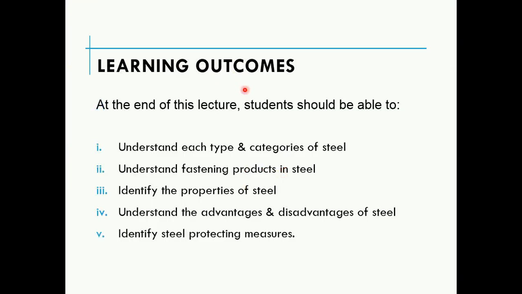Okay, let's look into the learning outcome. At the end, you should be able to understand each type and category of steel, understand the fastening products in steel, identify the properties of steel, its advantages and disadvantages, and also the steel protecting measures.